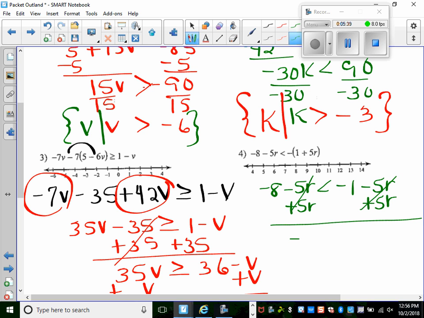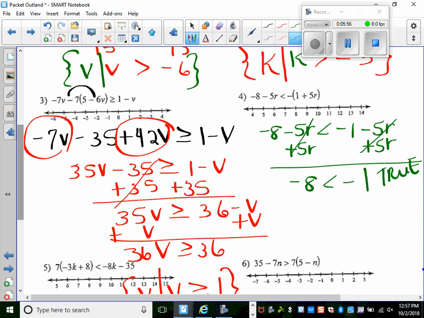And then I just end up with -8 is less than -1. That is a true statement. Okay, that's true, so I'm going to put true. -8 is less than -1, which means all real numbers. So if you come out with a true statement like that, when you're comparing the two numbers at the end, then this is the way you would write your answer.